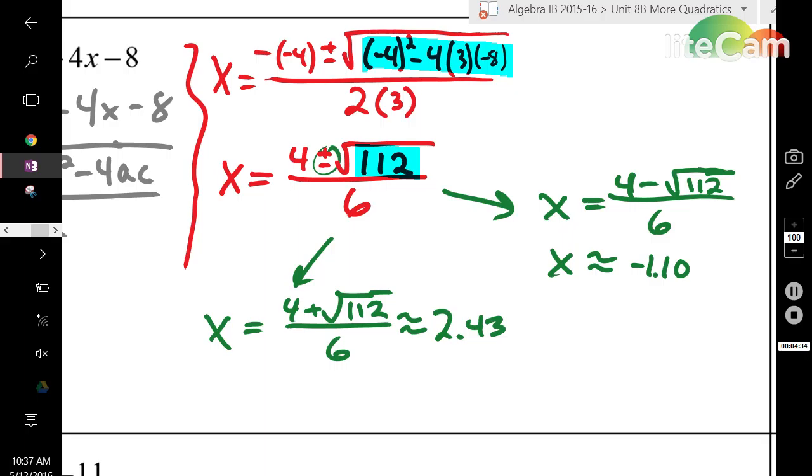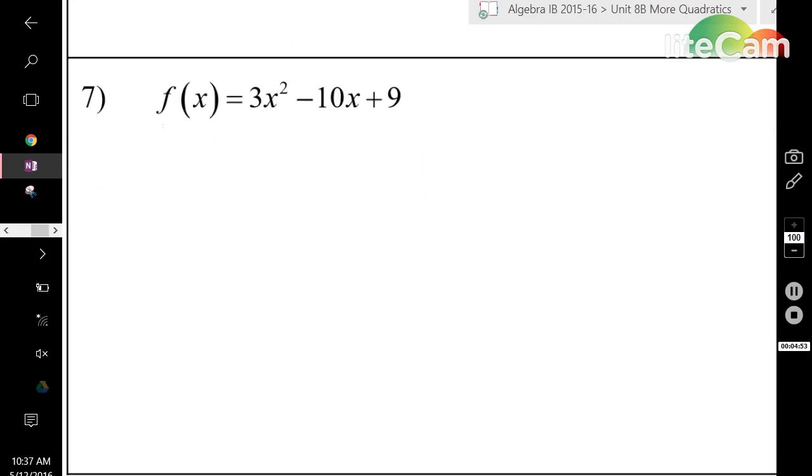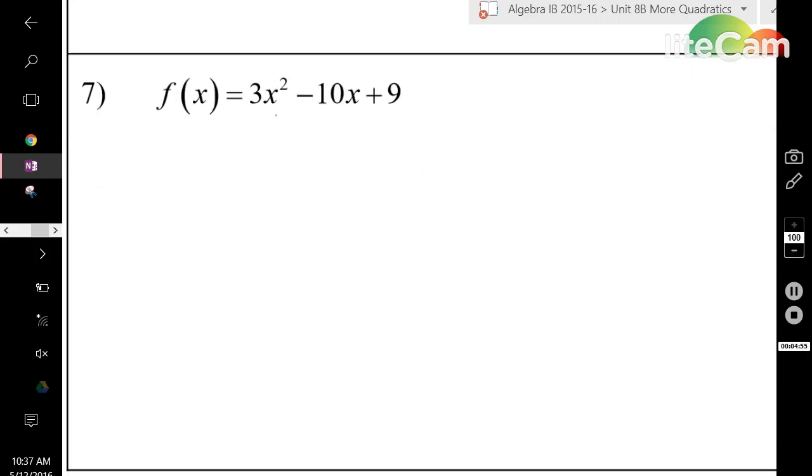So we use the quadratic formula to find the zeros. We have found the zeros. This problem is complete. Now, you're not always going to get 2 real zeros. Sometimes you'll get less. You can have a possibility of getting 1 real zero or no real zeros. And we'll talk more about that in the next couple of examples. Number 7 on the notes, we have 3x squared minus 10x plus 9. So our equation is written like this.